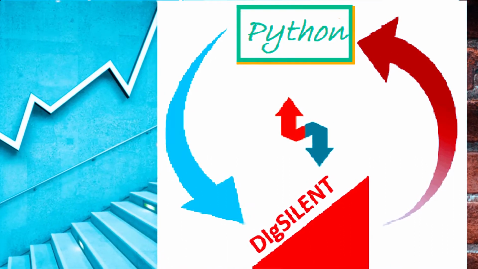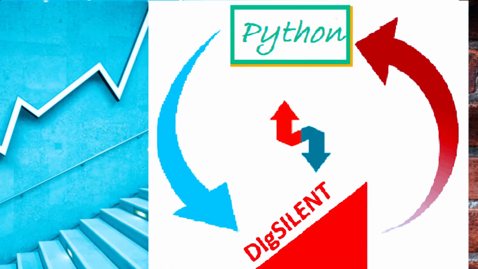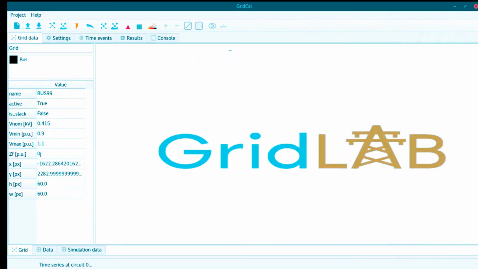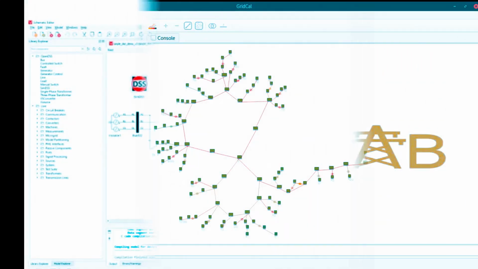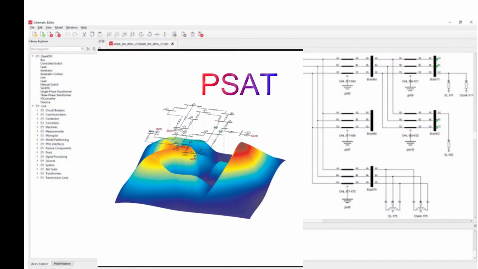There are also some more limited lists of free or open source power system analysis software like GridCal, GridLAB, MATPOWER, OpenDSS or Distributed System Simulator, and Power System Analysis Toolbox or PSAT.